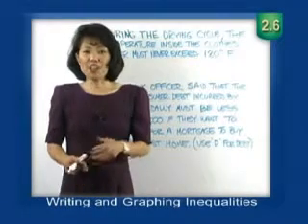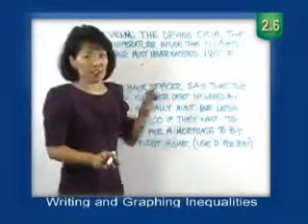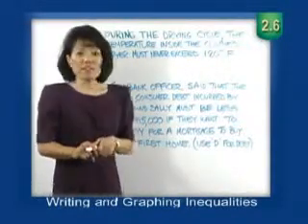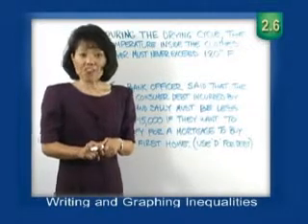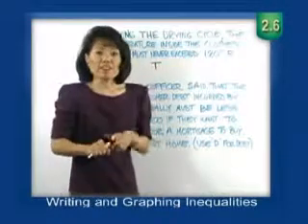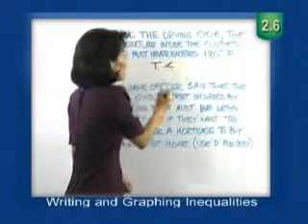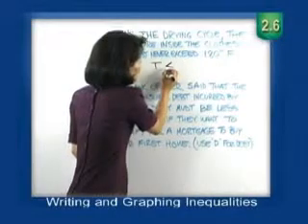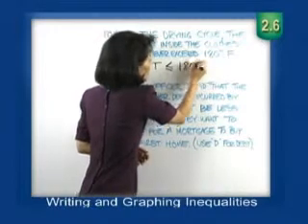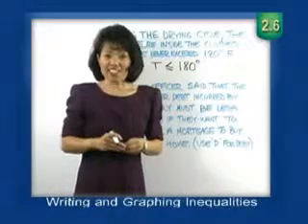Now let's see how we can use inequalities to represent some words. In this first paragraph it says, during the drying cycle, the temperature inside the clothes dryer must never exceed 180 degrees Fahrenheit. Let's let T represent the temperature of the clothes. It must never exceed 180 degrees, which means it must be less than, but it can also be equal to, because exceeding means on the other side of 180, or greater than. So less than or equal to 180 degrees will keep our clothes temperature not exceeding 180 degrees.